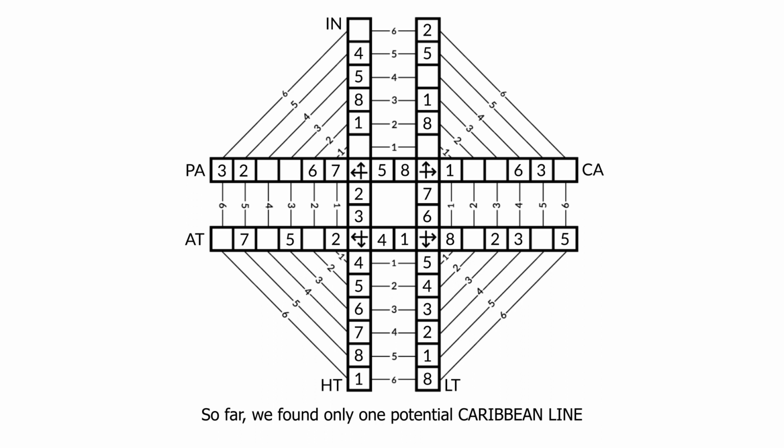So far, we found only one potential Caribbean line, and that means we found it. Let's fill it. 5, 1, empty square, 3. This means in the empty square we can definitely put the last missing odd number, and that is number 7. We have 1, 3, 5, 6, 7 and 8. We need 2 and 4.